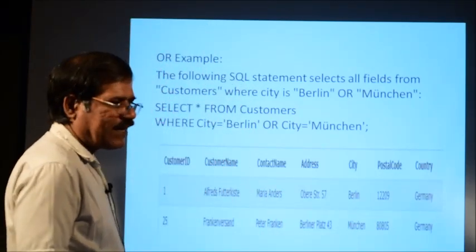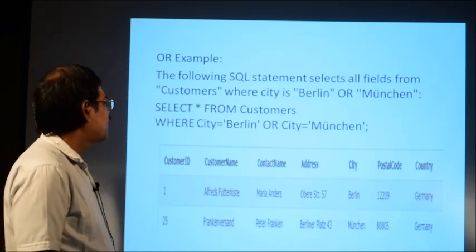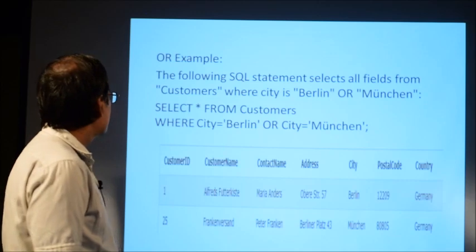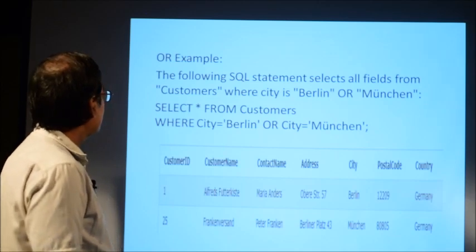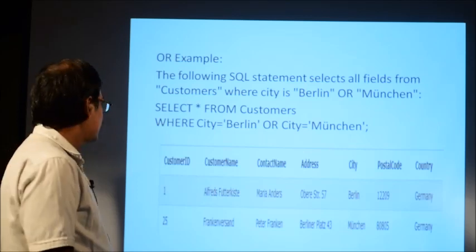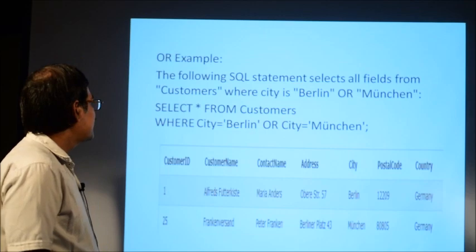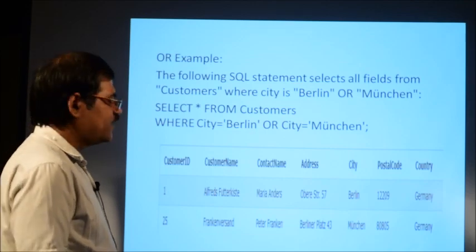OR says either condition 1 is true or condition 2 is true, or both are true. So, what is the SQL statement? Select star from customer where condition. What is your condition? City equal to Berlin or city equal to München.